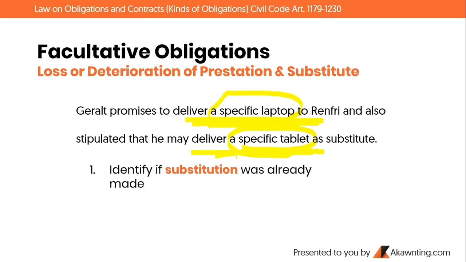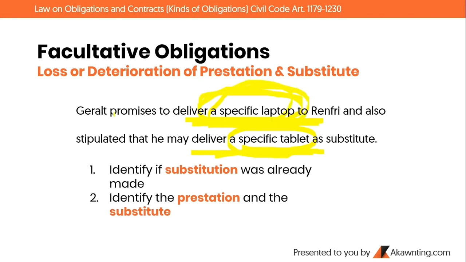Kapag walang sinabi sa problem na meron ng substitution, ibig sabihin wala pang substitution. Pero kapag may sinabing nagkaroon ng substitution o meron ng substitution, ganun lang naman kasimple. Babanggitin yan ng problem kung meron ng substitution. So, identify the prestation and the substitute. Inuulit ko, kapag wala pang substitution, ang active prestation natin is yung principal object.